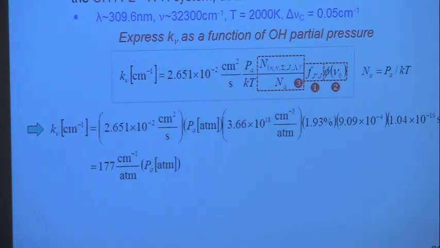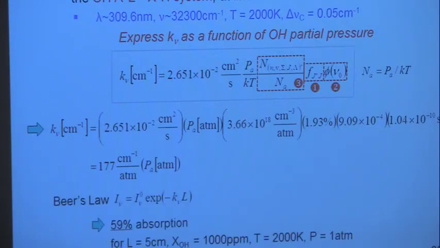So what would I do? If I measured the absorption, I take the negative log, find the absorbance, divide by L, I've got K. And now that I have this expression, I immediately can solve for the partial pressure of the species. So, we'll do it the other way around, I would observe that I'd get 59% absorption if I had a path length of 5 centimeters and if I had 1,000 ppm at 2,000 degrees.